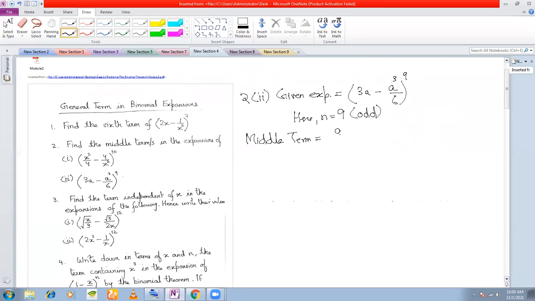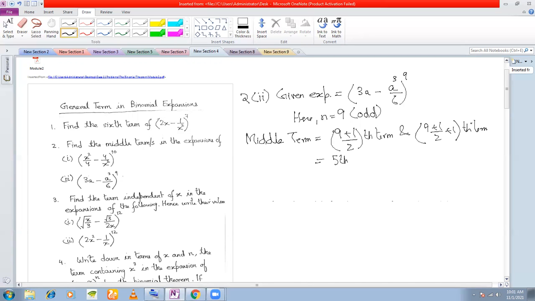If you remember the formula, the (n+1)/2-th term and the ((n+1)/2 + 1)-th term, which is equal to the 5th term, are the middle terms, and this is the 6th term. So the 5th and 6th terms are the middle terms that you are getting here, which are T5 and T6.